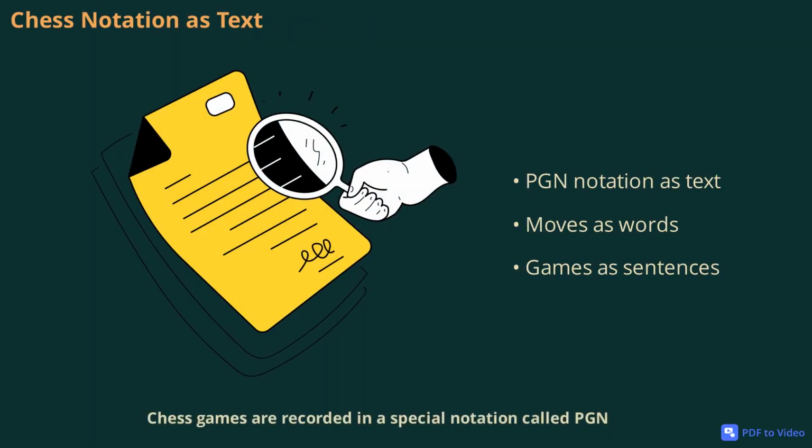Chess games are recorded in a special notation called PGN, where each move is like a word in a sentence. For example, pd4 means a white pawn moves from e2 to e4. By treating each move as a word and the sequence of moves as a sentence, we can feed millions of chess games into word2vec. This allows us to analyze the language of chess and see which moves are related, just as we do with words in natural language processing.